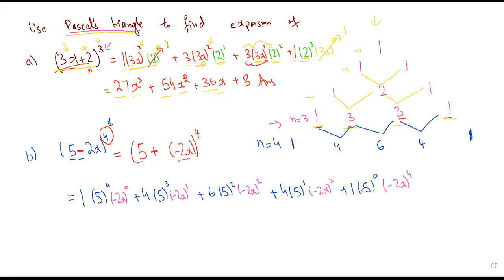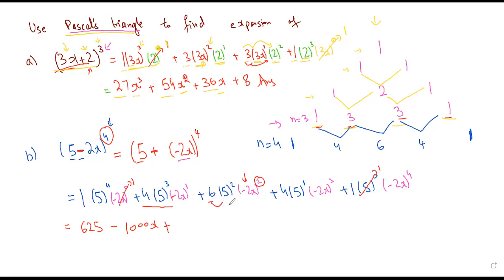So this term would be 1, and this term would be 1 because they are to the power 0. I'll just simplify this. 5 to the power 4 is 625 minus. This minus is because of this minus. So it is minus, then 4 into 5 cube into 2. That would be 1000 into x. Then I again have minus, but I have square, so I would get plus sign.